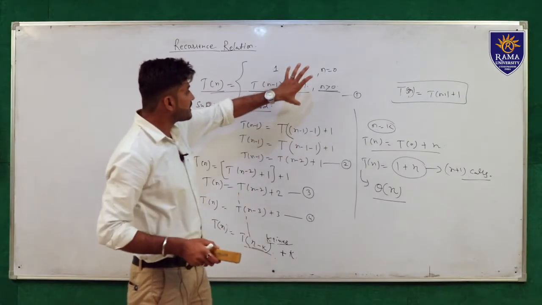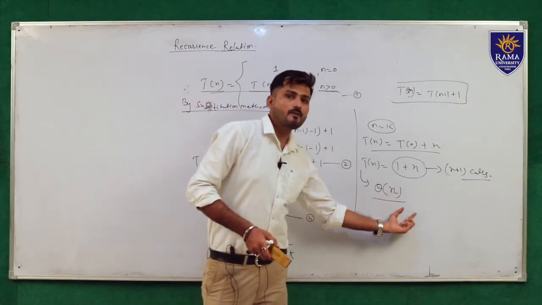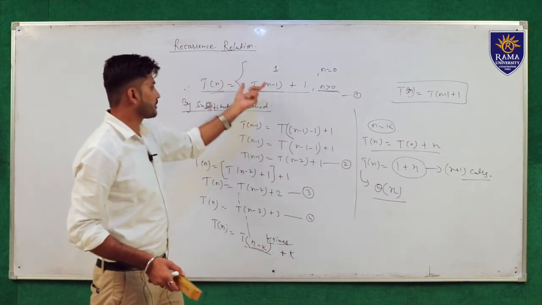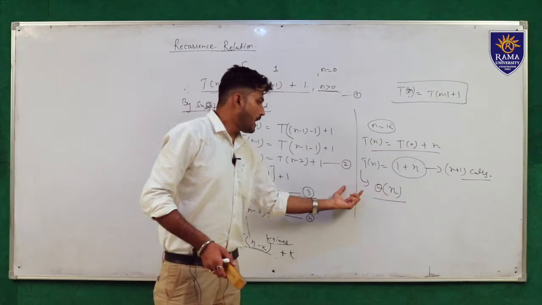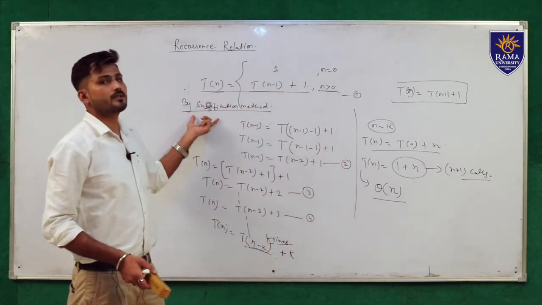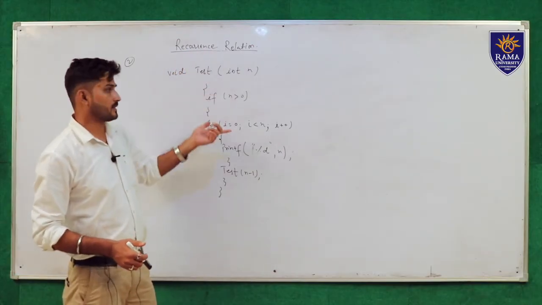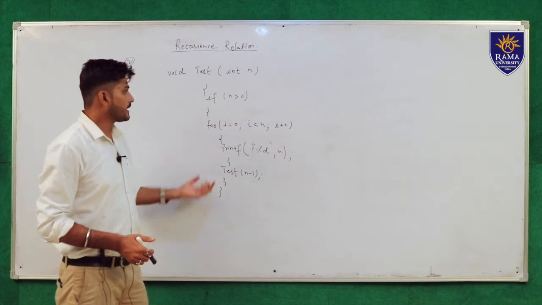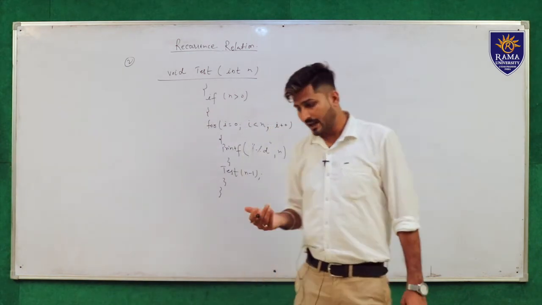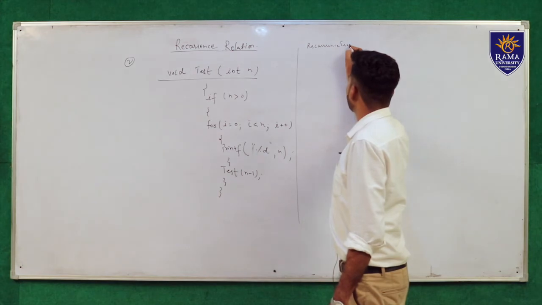So for the given recurrence relation, what is the amount of time taken? Theta of n. This is the example where we discuss the recurrence relation, and the method used is the substitution method. Let's see another example of a recurrence relation, how to trace it and how it will be solved. This example will be solved by another method which is called the recurrence tree method.